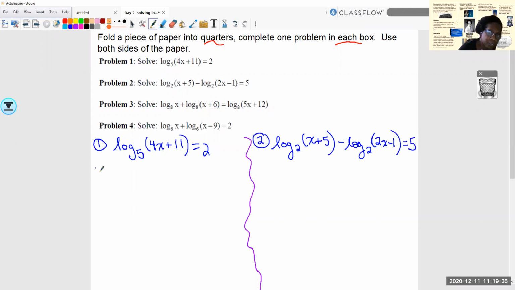All right, first thing we want to do here, again, how do you solve log equations? Rewrite in exponential form. It's all about that base. So it's 5 to the 2nd power equals 4x plus 11. Simplify. So if we simplify, this is going to be 25. 5 squared is 25 equals 4x plus 11. It's linear, so all we have to do is take away 11 on both sides.